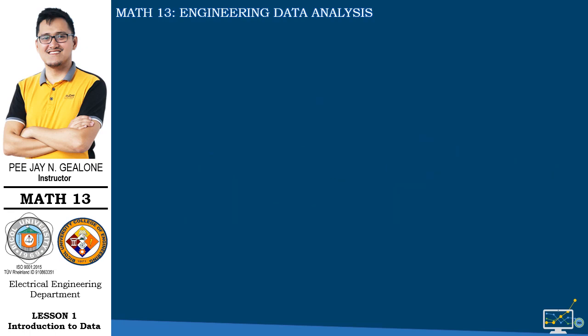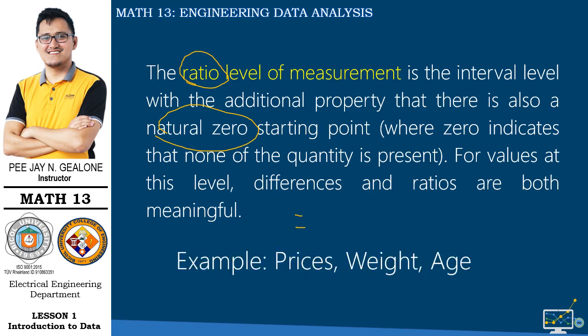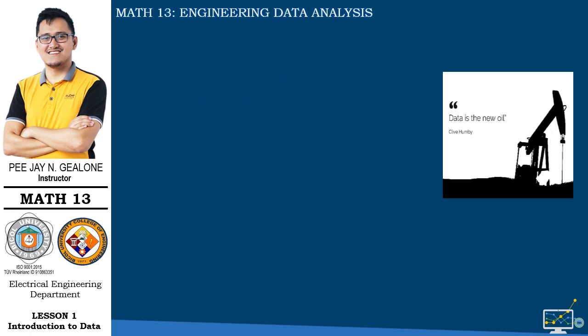Remember that. And finally, we have the ratio level of measurement. The difference between values can be measured, but more importantly, it has a natural zero. In other words, their ratio is meaningful. So sa interval level, the only meaningful item is the difference, pero wala siyang natural zero, so their ratio doesn't make sense. But here, in the ratio level of measurement, you have a meaningful ratio as well as a meaningful difference. Examples are prices, weight, age. So pag sinabi mong zero price, it makes sense as zero. The weight as well as the age.